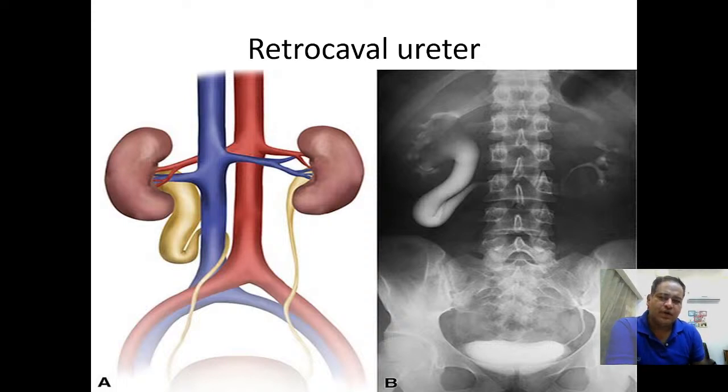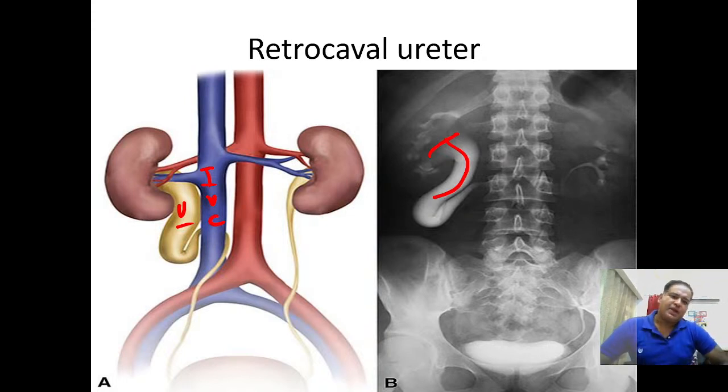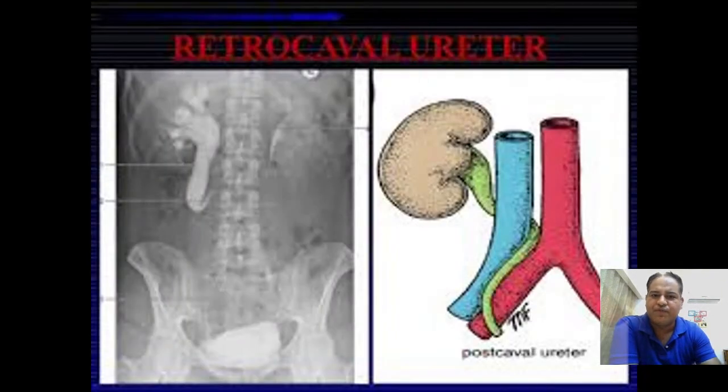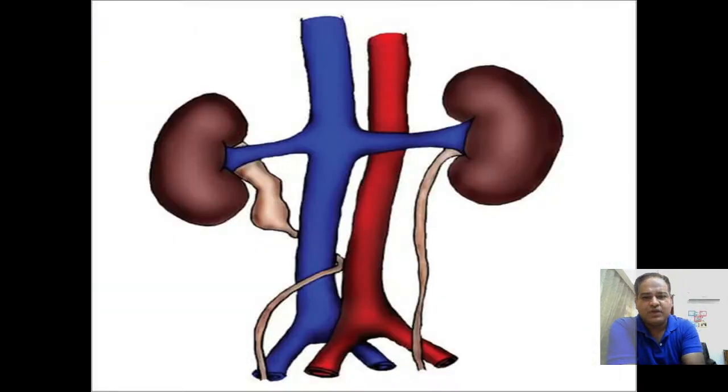Retrocaval ureter. Here you see the ureter is normal. The only thing is that the inferior vena cava, rather than being posterior to the ureter, has come to lie in front of the ureter. This will give a reverse J appearance on the intravenous urography.